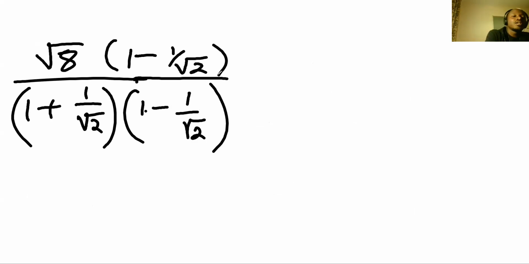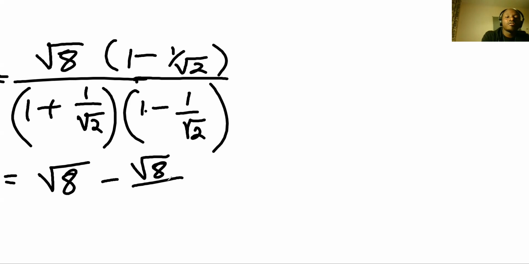So, this is equals to that. This one, of course, will be equal to root 8 times 1 is root 8. Root 8 times 1 over root 2 is root 8 over root 2. Of course, this one can be simplified to become root 4, but we shall show it in the next step.